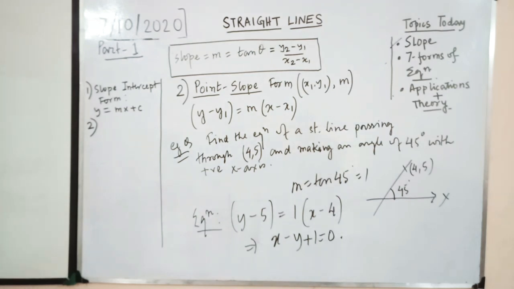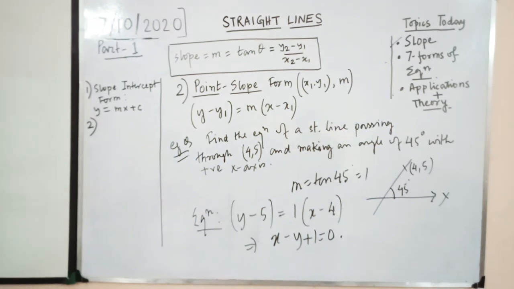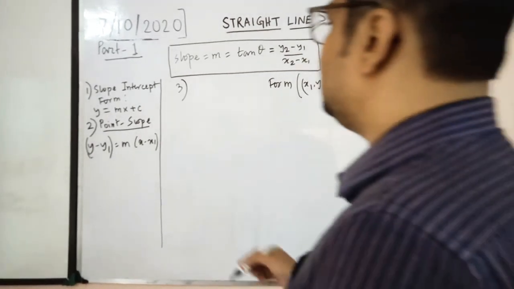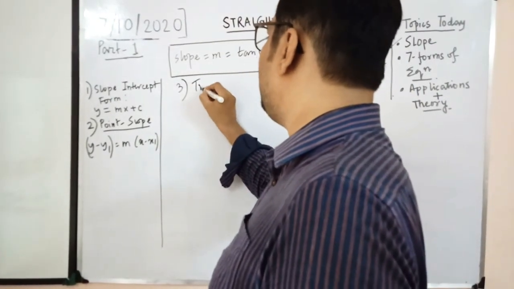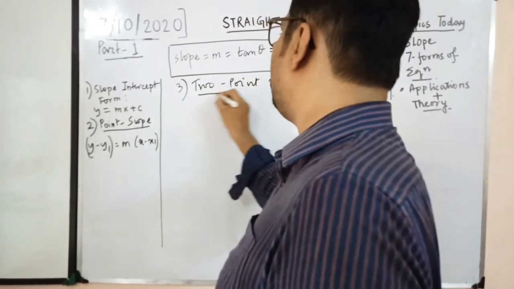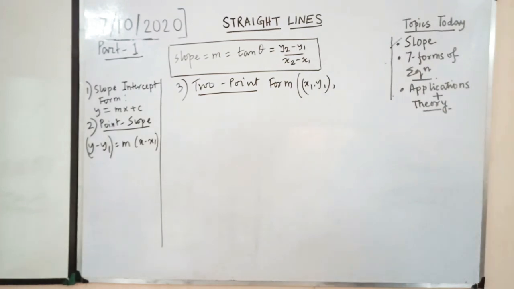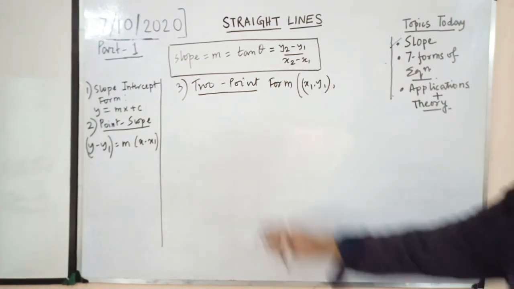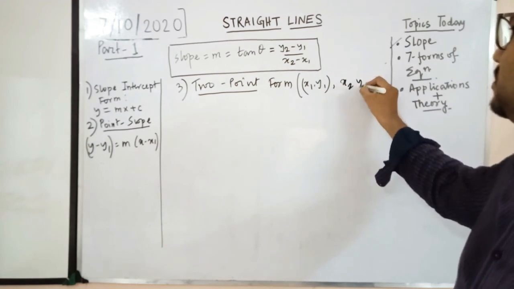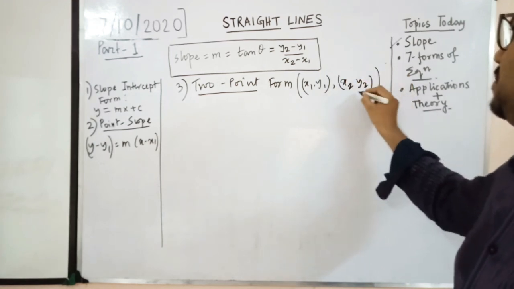So we move to the next form now. Number 3, we come to a different form which is called the 2-point form. The 2-point form of a straight line. As you can see, the name suggests only two points are given: x1, y1 and x2, y2. So two points are given.